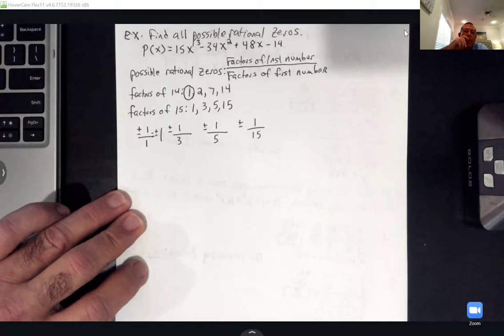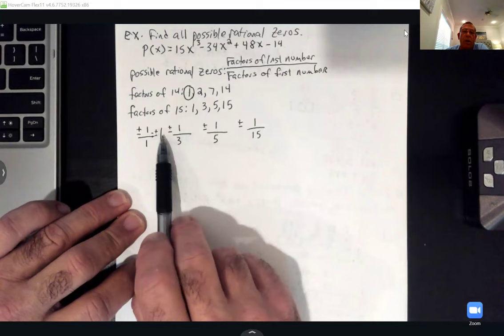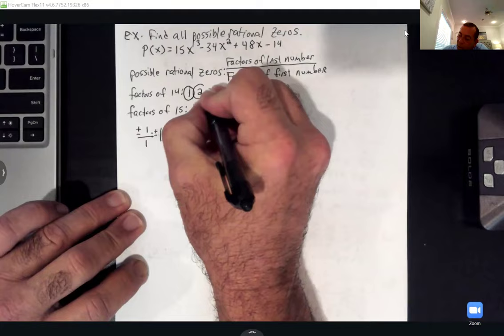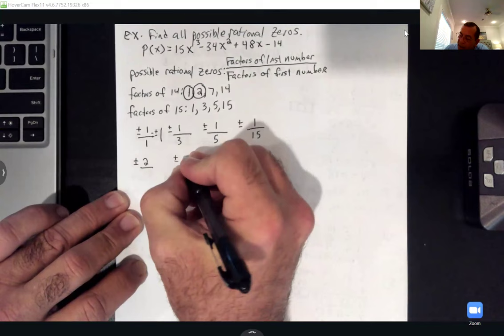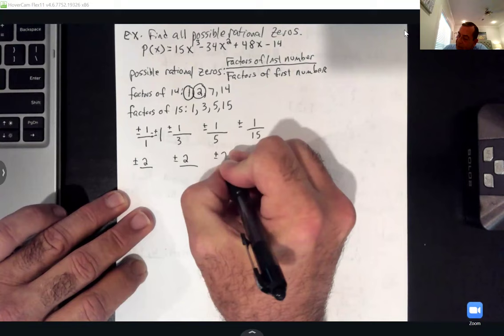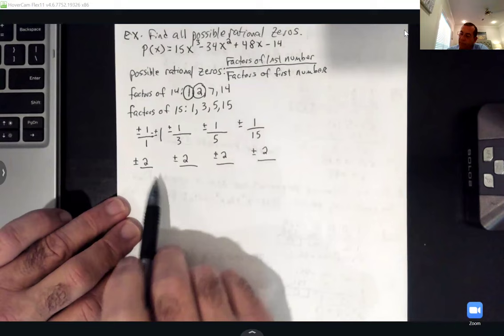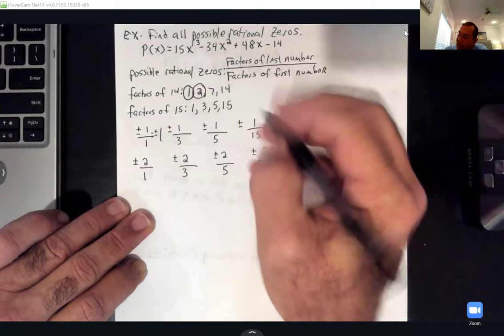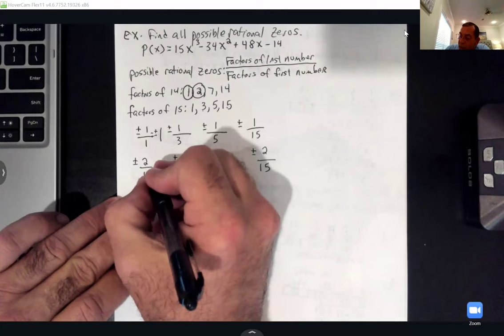So I got 4 combinations just out of having a 1 on top. Plus or minus 1, plus or minus 1/3, plus or minus 1/5, plus or minus 1/15. So now I do the 2. I got plus or minus 2. So I still got 4 factors I got to divide that by. All right, so I take the 2, divide by 1. Take the 2, divide by 3. Take the 2, divide by 5. And then take the 2, divide by 15. And once again, this 2 over 1 will simplify to a plus or minus 2.